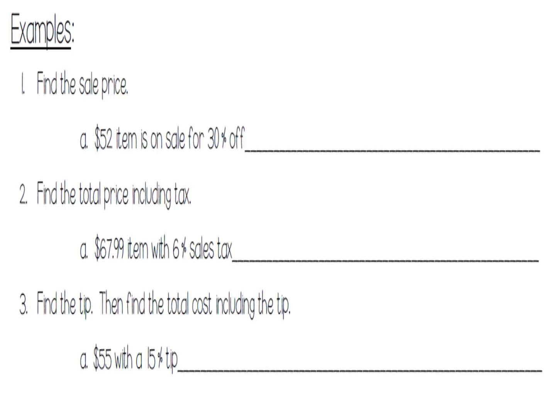So number 1 says, find the sales price. You've got a $52 item on sale for 30% off. What do you think you need to do?